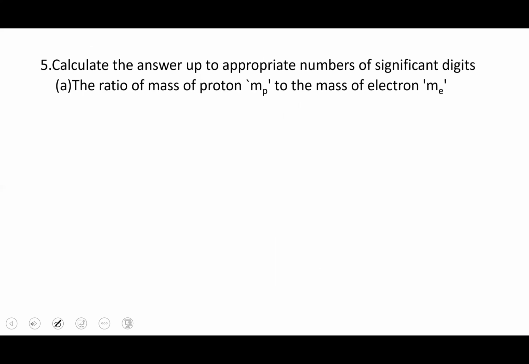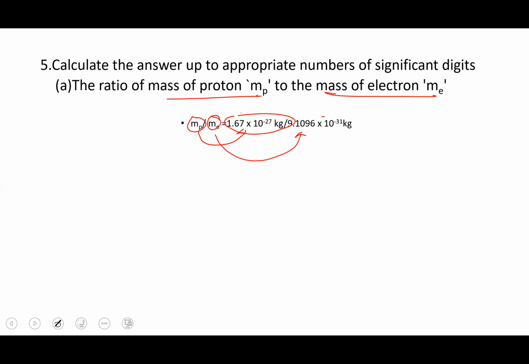Question number 5, calculate the answer up to appropriate number of significant figures, the ratio of mass of a proton and mass of an electron. Let us put in the value. The mass of a proton is basically 1.67 into 10 to the power minus 27 kilograms. Mass of electron is basically 9.1096 into 10 to the power minus 31 kilograms. You can see it clearly that this is the mass of a proton and this is the mass of an electron. Now solve it. Now we can see very simply that 3 significant figures are given.